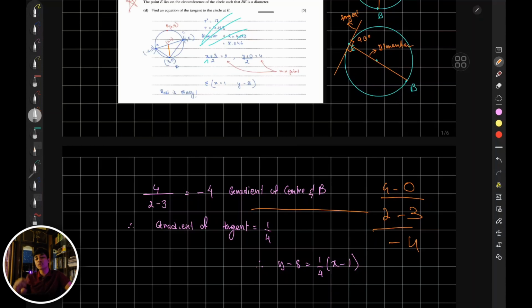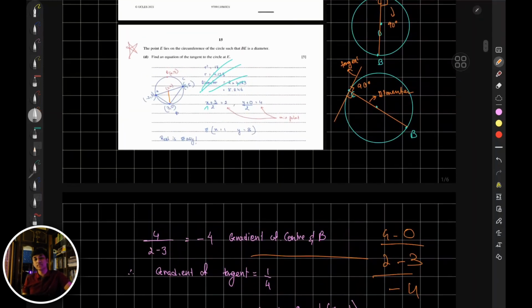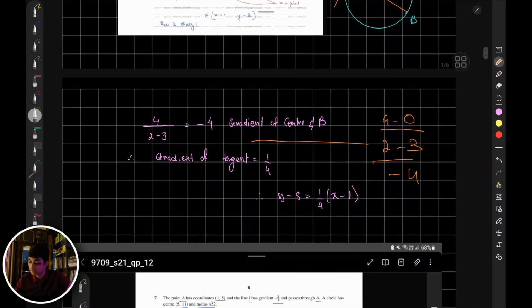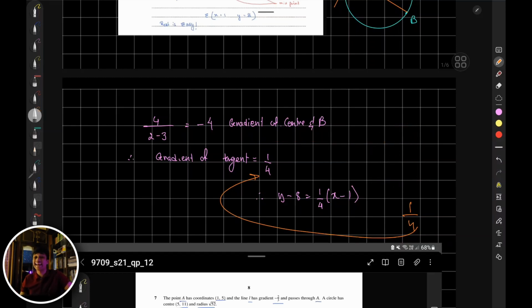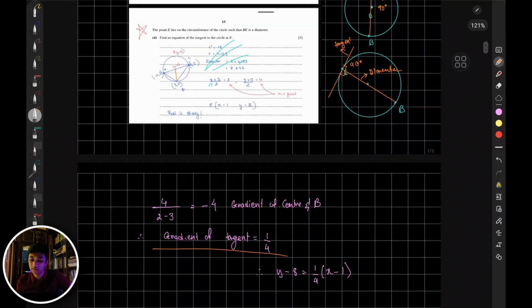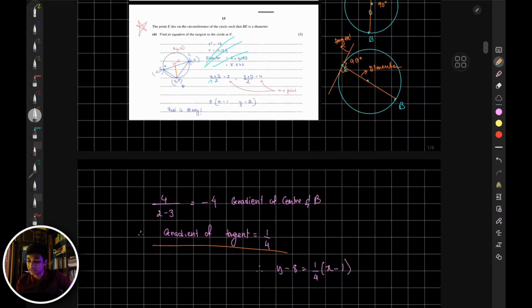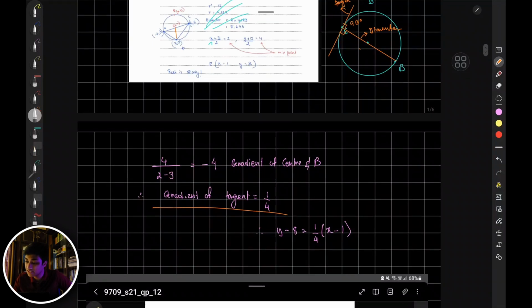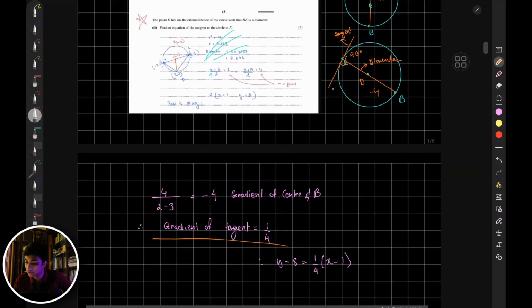So what is your gradient for the tangent going to be? The negative reciprocal. The negative reciprocal is going to be +1 by 4, which is your gradient of the tangent, since both of them are perpendicular to each other. Great. So you know the gradient of the tangent, which is 1 by 4, the negative reciprocal of the gradient that is perpendicular to itself, which is BD. So the gradient of BD was what? -4. So the gradient of tangent is 1 by 4.